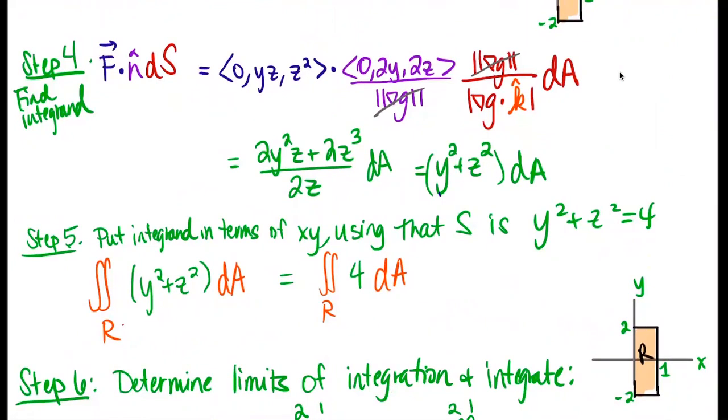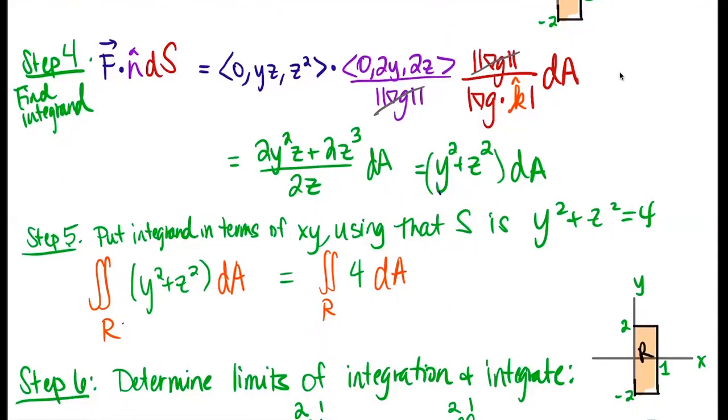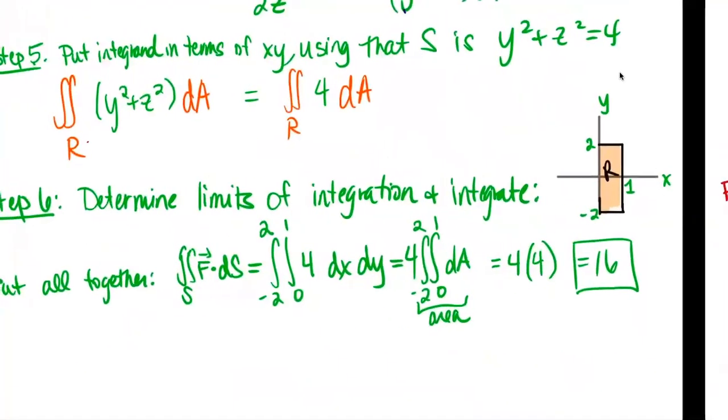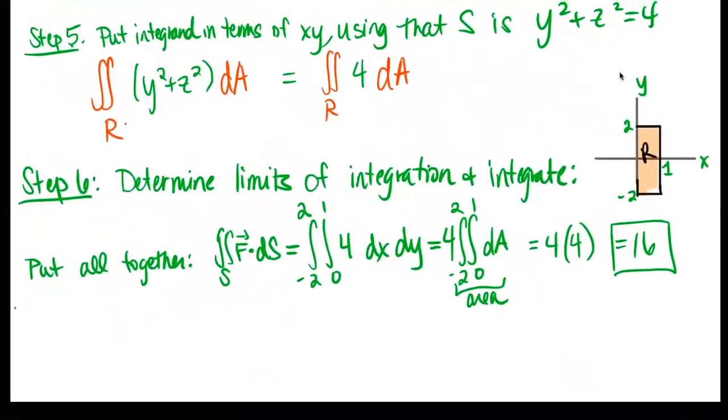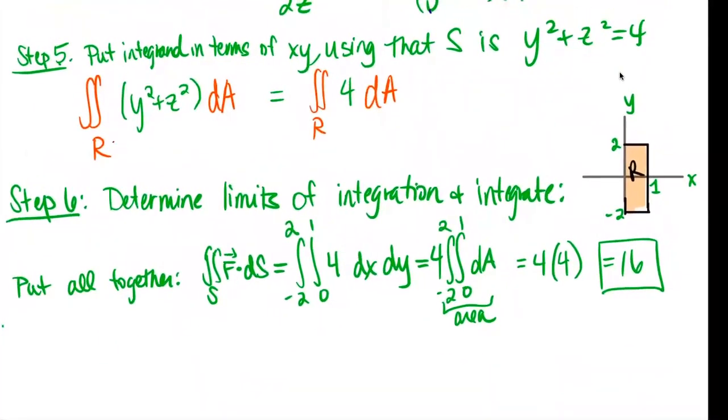And then I'm ready to integrate 4 dA over this rectangular region in the xy plane. So now it becomes a double integral problem like we've seen last chapter. And either way that I do this, I'm going to end up getting 16. Notice what I could also do, if you don't even want to set up the bounds, is you realize it was going to be 4 times the area. And the area of this particular rectangle was 4. So I'm ending up with 16 total.